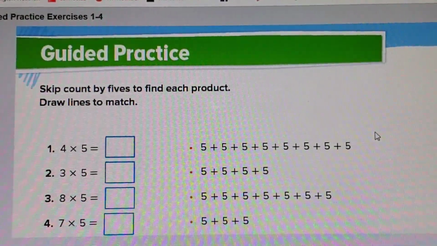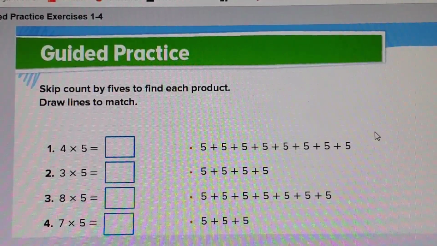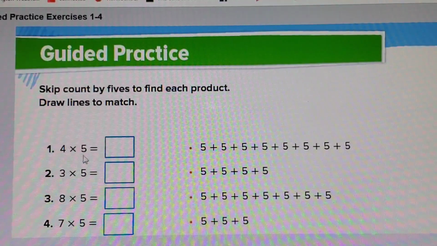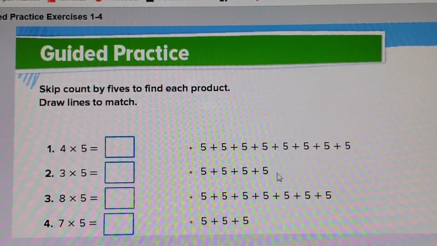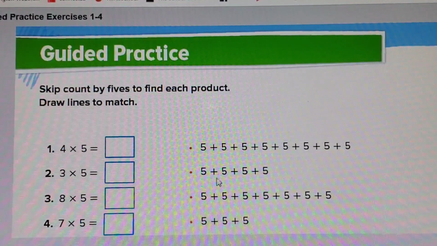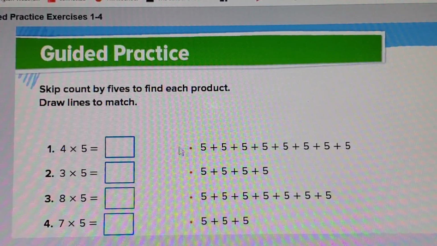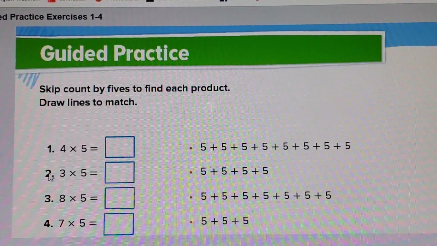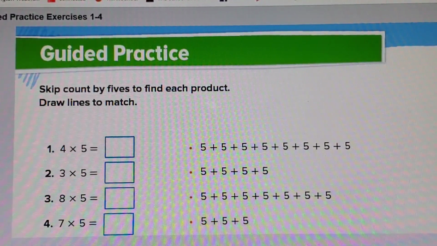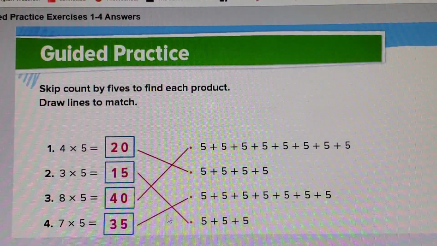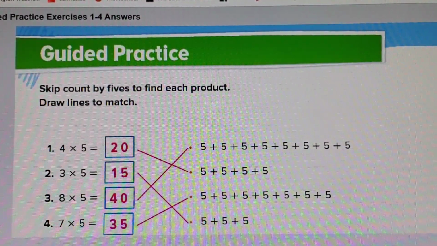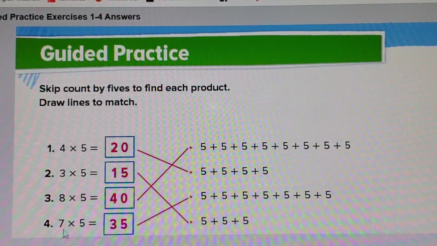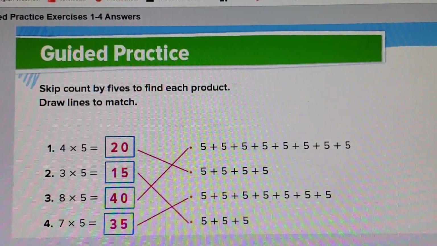Here we're going to skip count by 5s to find each product and then draw lines to match. We'll do the first one together. 4 times 5. So I see right here there are 4 5s. 5, 10, 15, 20. I'm going to put 20 in here and draw a line. Now you do numbers 2, 3, and 4. This is what your answer should look like. 3 times 5 is 15. 8 times 5 is 40, and 7 times 5 is 35.